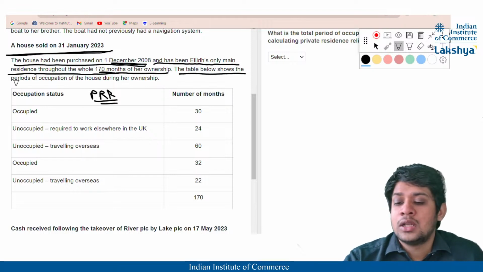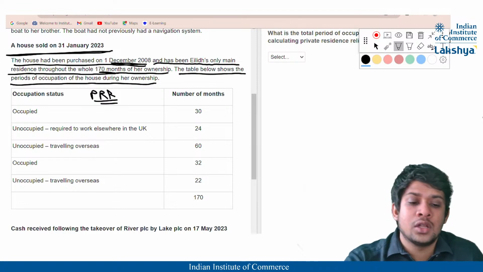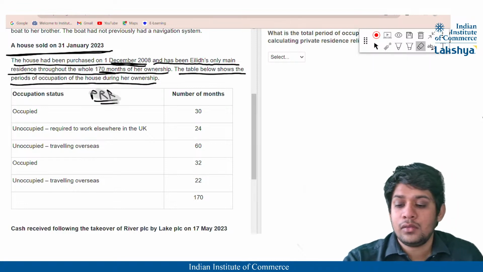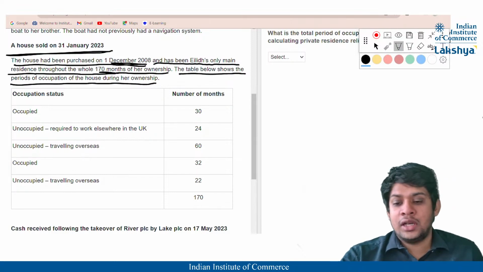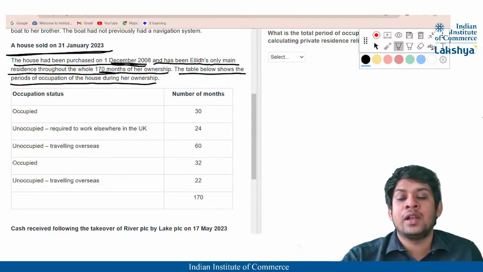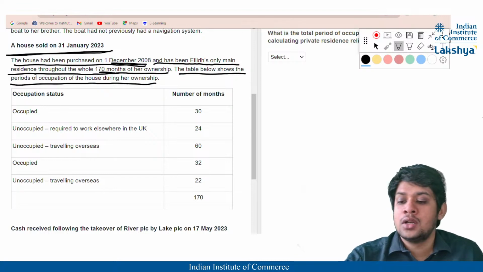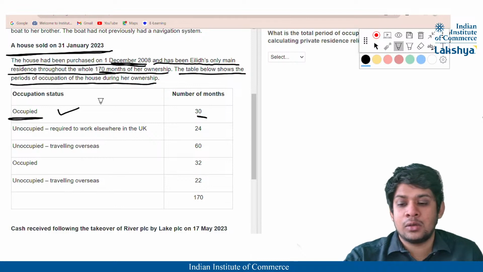The table shows the period of occupation of the house during the ownership. Okay, so we have to see where it is allowed when she has stayed and where it is allowed when the deemed occupation is considered. Okay, so she has occupied the house for 30 months. So for 30 months, it will be completely exempt, right? Unoccupied. And why was it unoccupied? She was required to work elsewhere in UK.